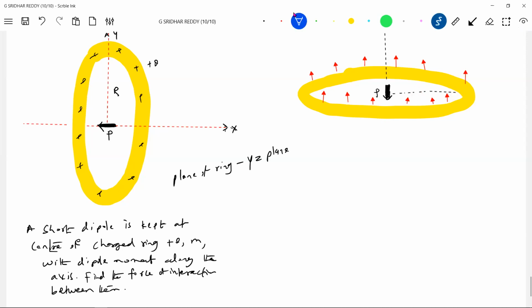So we know the field strength due to the dipole. This should be equal to P by 4 pi epsilon naught r cube. Then what is the force of interaction? What is the total charge on the ring? Q into E. So QP by 4 pi epsilon naught r cube.